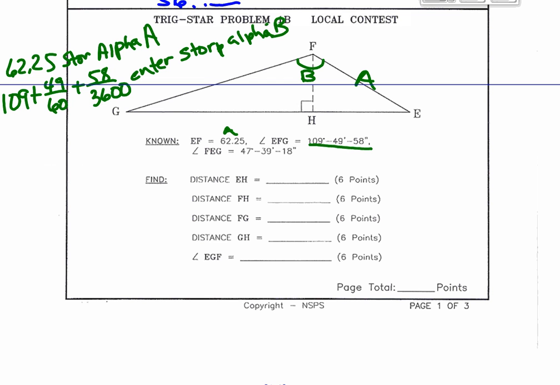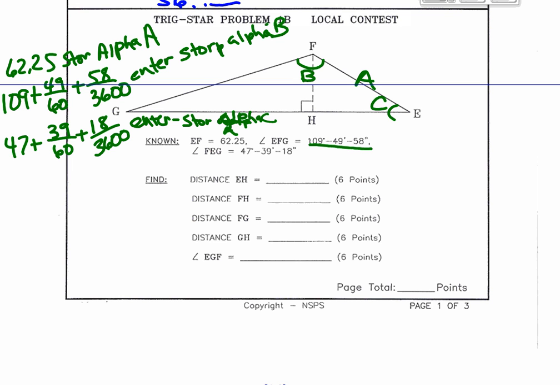And then same thing with the measure of angle FEG, which is this angle right here, and I'm going to call that capital C. And then for that one, I'm going to take 47 plus 39 over 60 plus 18 over 3600, enter, and then store as alpha C. And so this is capital B, and that's capital C. I'm going to change color now because that's just getting everything in there that I need.